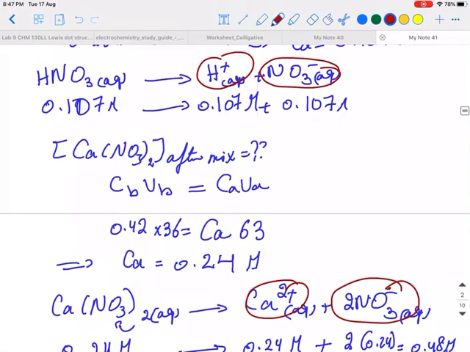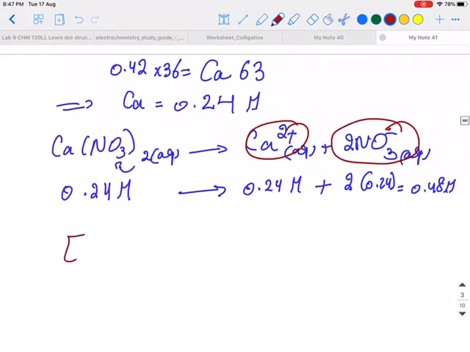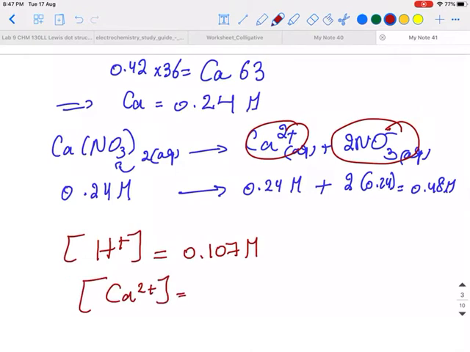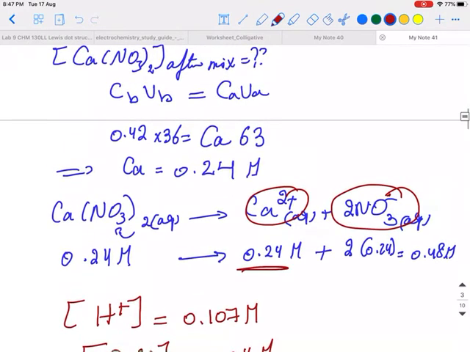Now let us write the final answer for the final concentrations. H+, only one source of H+, so I write it as it is, as we found it. H+ equals 0.107 molar. Concentration of Ca2+, only from one source it's coming, which is 0.24 molar.